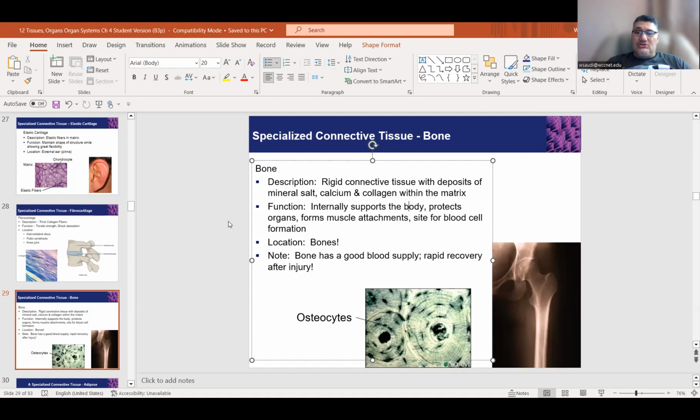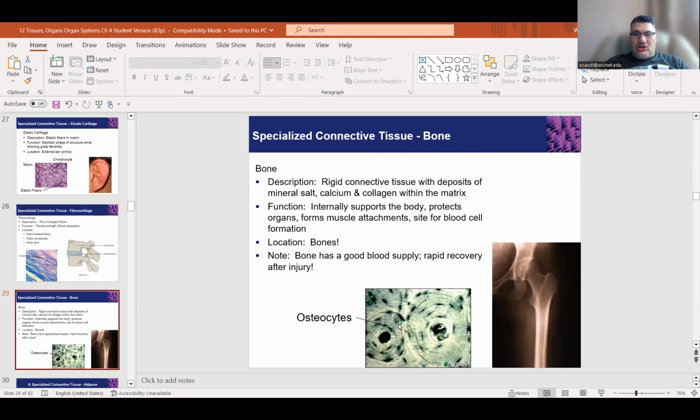The last one is also inside the bone, you have the bone marrow, which makes blood cells. So this will add up to make one of the functions of the bone that you have to know. It is rigid connective tissue. Function: storing minerals, mineral salts, calcium, collagen. What else? Support of the body, protection of the organs, muscle attachment. Its bone marrow makes cells.